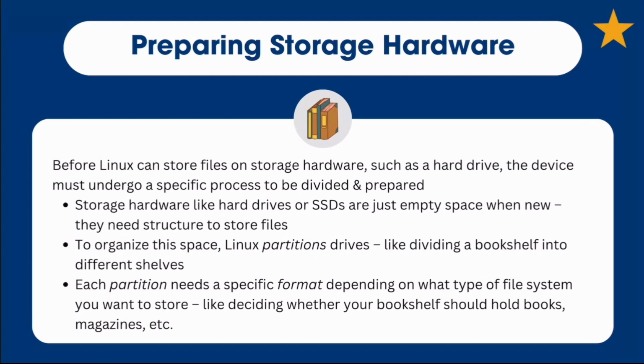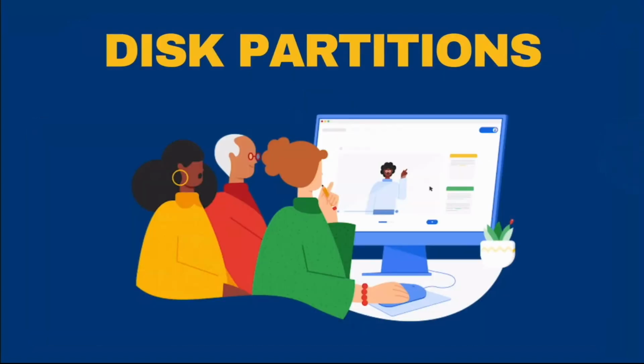Just like your bookshelf, you might put your books in one section, your magazines in another, or maybe a certain category of books in one section. The same goes with your storage hardware. You have to tell the system what format to expect, what kind of files they can expect to store there. All right, so disk partitions.